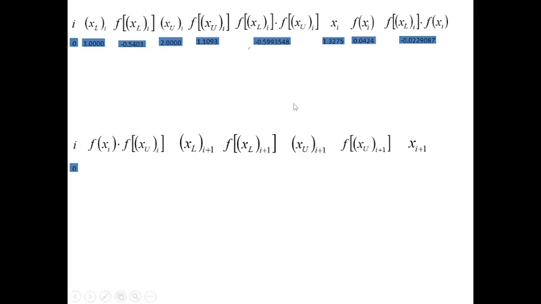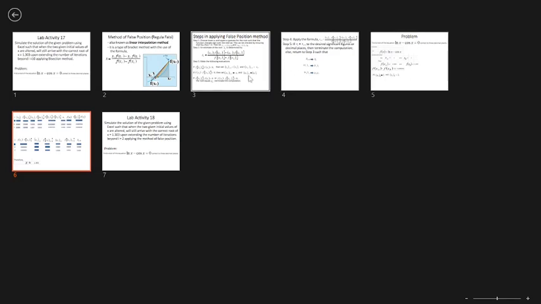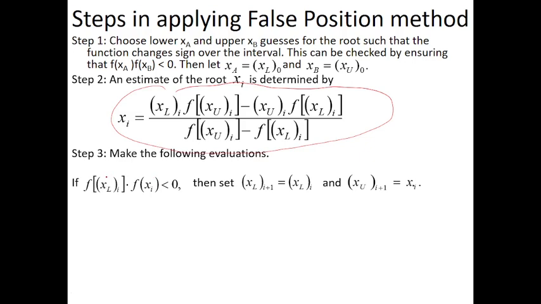O, dahil negative siya, what will be our decision? Tingnan natin ha. f of x L i times f of x i. Ating procedure. Make the following evaluation. Ito. Less than 0, f of x L i times f of x i, negative. Less than 0 is negative. So, ibig sabihin noon, yung x L i plus 1 ko ay equals sa x L i. Okay? x sub L i plus 1 equals x sub L i. And then, yung x sub u i plus 1 ay equals sa x sub i.